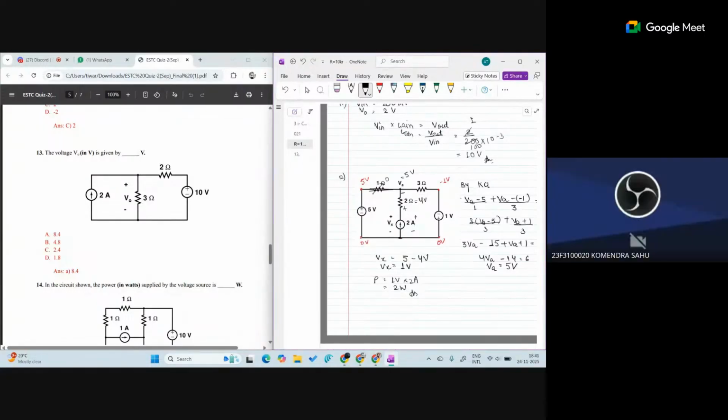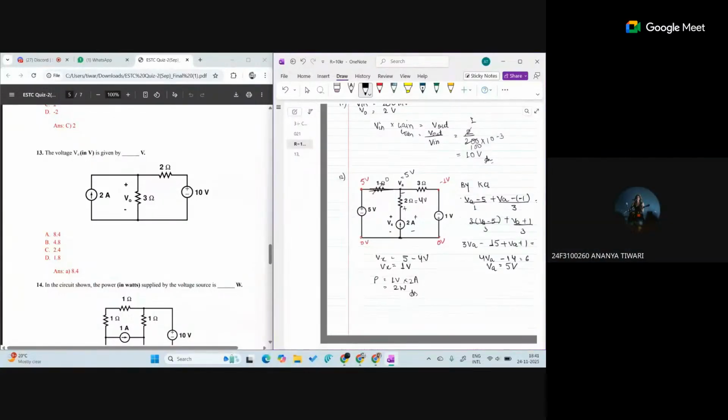Ma'am, then there will be no flow of current, no? Because this is short circuited. So if you apply that, then it would be VA here, and here it would be VA also. So the whole current would be flowing through the short circuit. Yes, ma'am. So we have to make the whole voltage equal to this, and it will get short circuited. Is it clear?